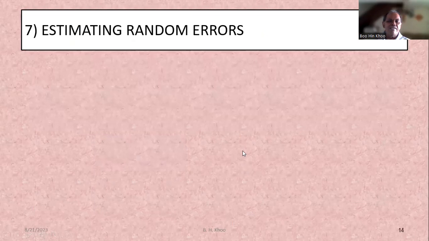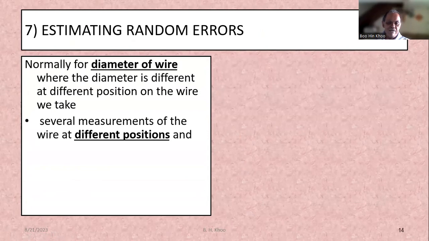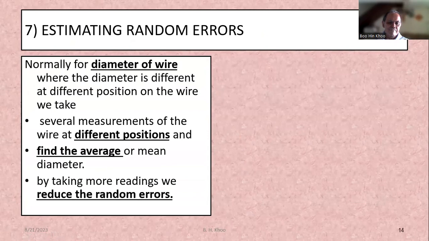Right? Estimating random error. Normally, for the diameter of a wire, where the diameter is different at different positions on the wire, we take several measurements of the wire at different positions and find the average or mean diameter. By taking more readings, we reduce the random error. That is where you go to university. The more readings, the better.